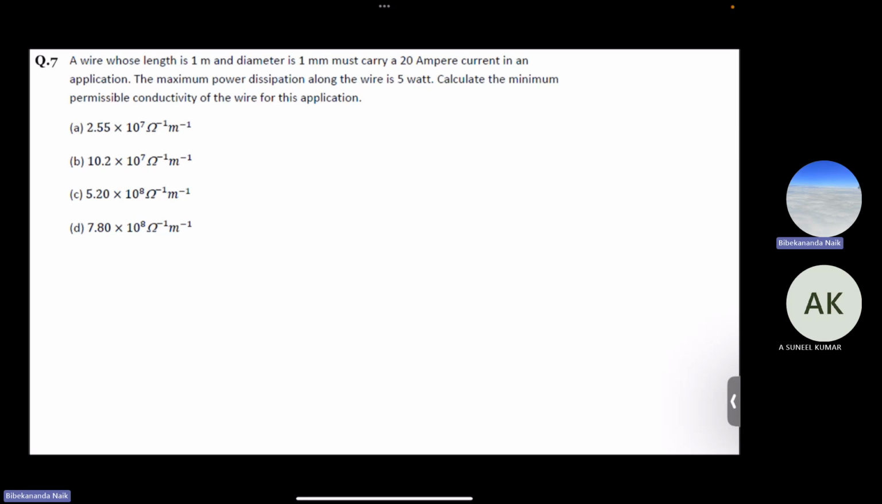Are you being able to calculate? Sir, I get it. The formula of power P is equal to I square rho L by A. Can you take based on that one? Yes. I'm doing, conductivity is 1 by rho.